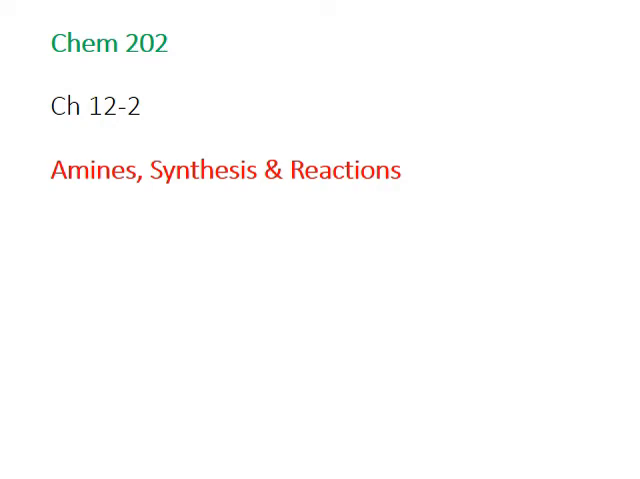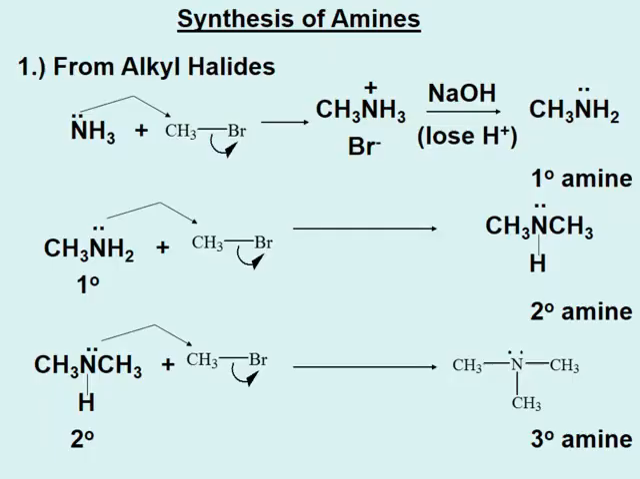In this section, we'll discuss the synthesis of amines and some of the reactions given by amines. The first reaction that you're looking at involves ammonia and methyl bromide. Methyl bromide represents one alkyl halide, and I mentioned before that Br is a very good leaving group, so that favors this kind of reaction.